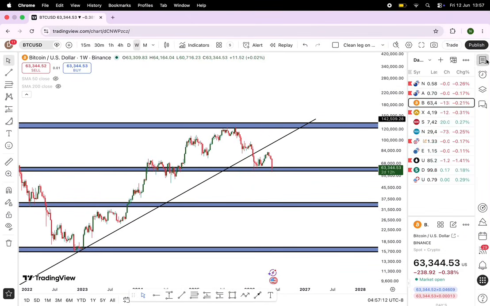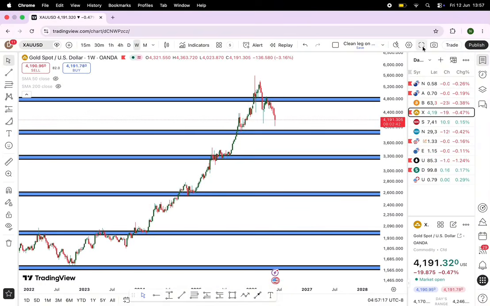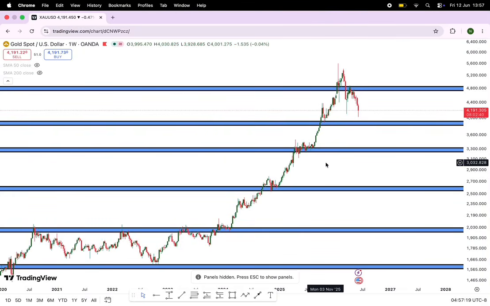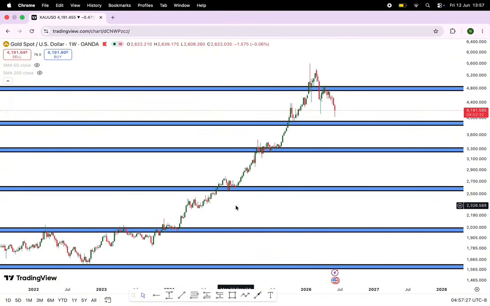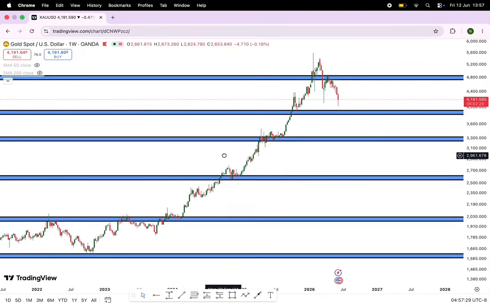All right, so let's just talk about gold. On the other hand, gold has been a very good boy. It's given us a significant amount of pips shorting this guy right from this very top, like so. It's been a very, very cool experience trading gold so far.